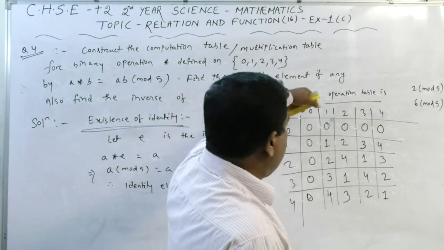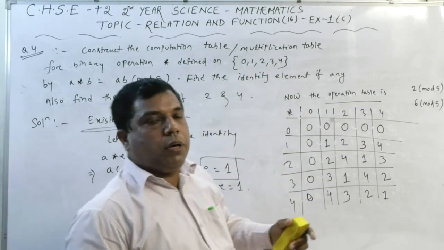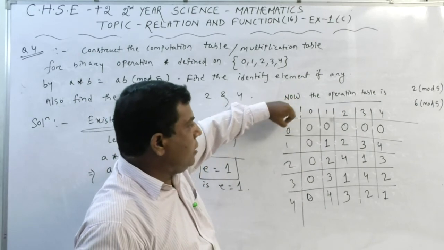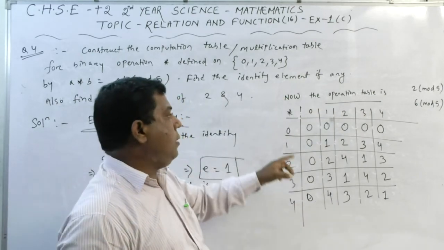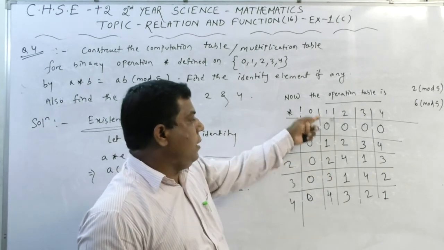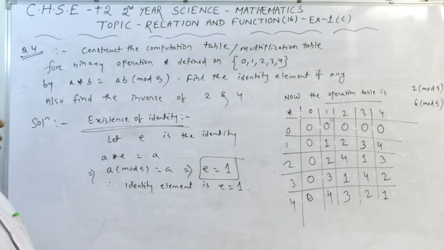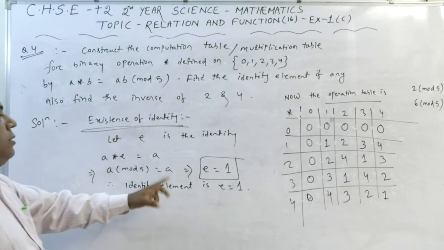Here you can see identity element is such an element. Here 0 is not the identity element. Okay, that is the wrong thing. Okay, 1 is the identity element, because 1 is operated with any element and you will get the same results, horizontally and vertically. Okay, not with 0. So 1 is the identity element.